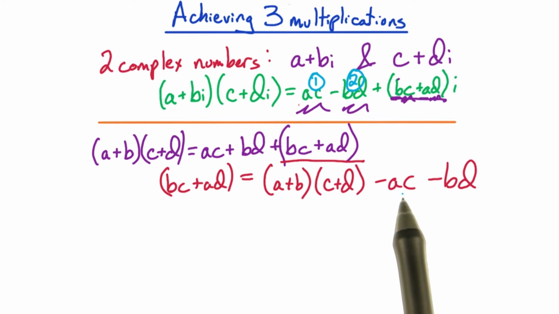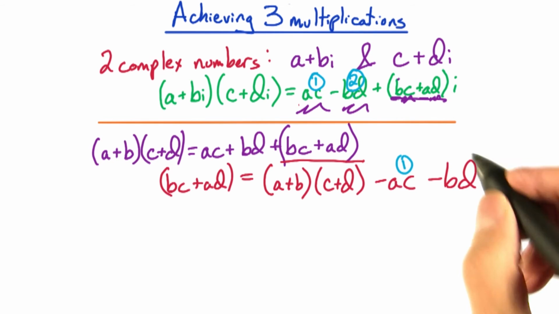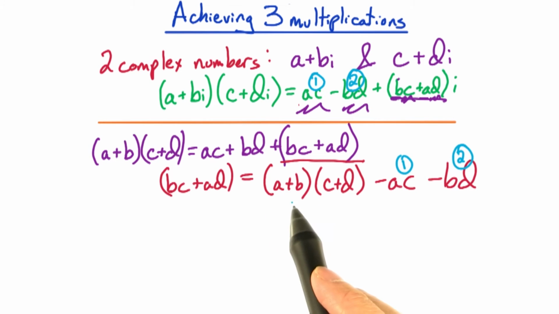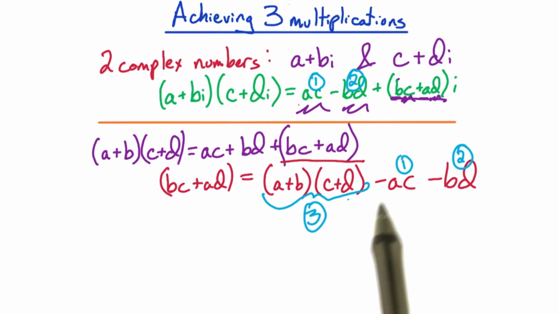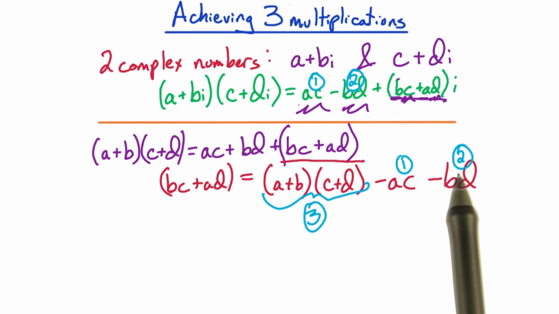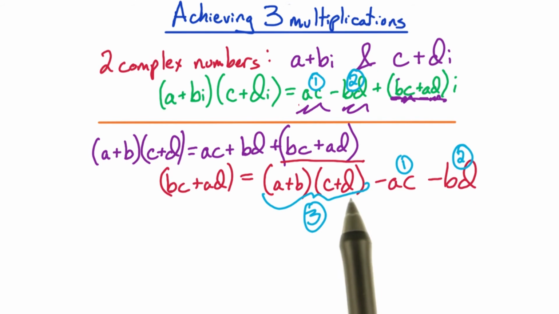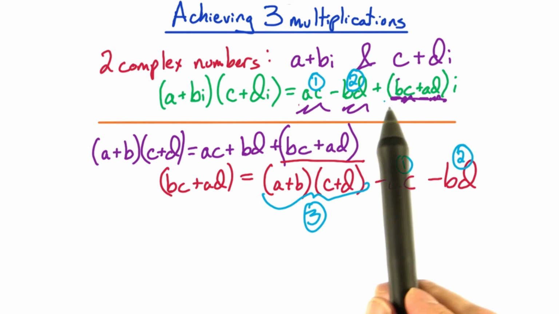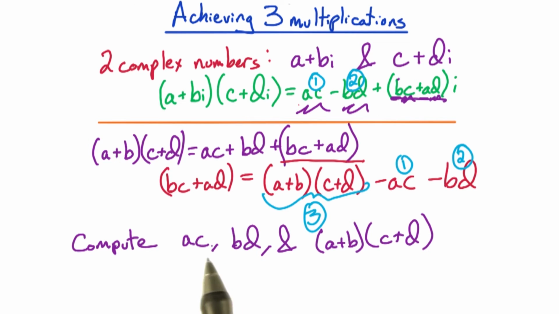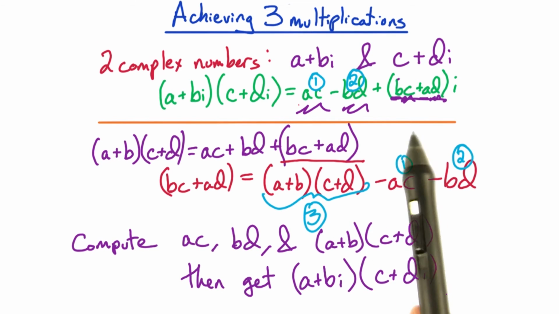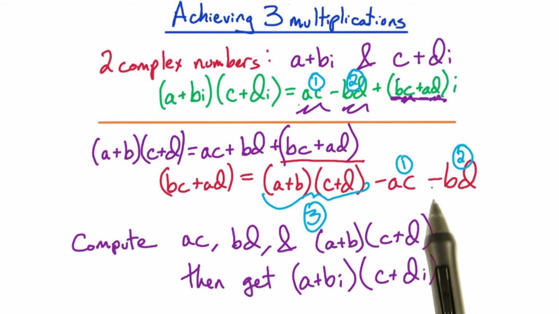Look, a times c we already know. b times d we already know. What's the third thing we need? We need a plus b times c plus d. This is the third real number multiplication that we need. If we compute these 3 terms, ac, bd, and a plus b times c plus d, then from those we can compute these 3 terms, ac, bd, and bc plus ad. So the punchline is if we compute these 3 real number multiplications, a times c, b times d, and a plus b times c plus d, then by just doing some additions and some subtractions, we can obtain the product of these two complex numbers.